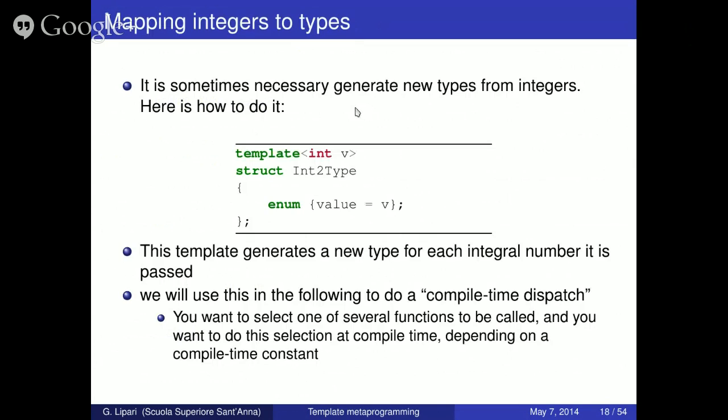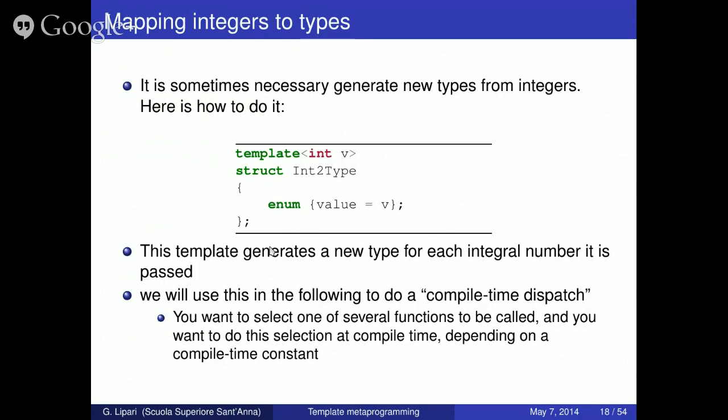You have an integer and you need a new type. So one way to do that is a template which takes an integer and associates it with a value, an enumerated value. So this template actually generates a new type for each integral number it is passed.